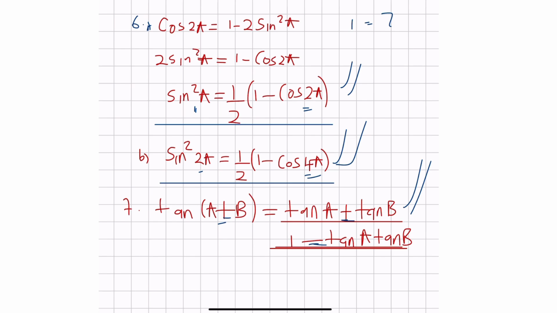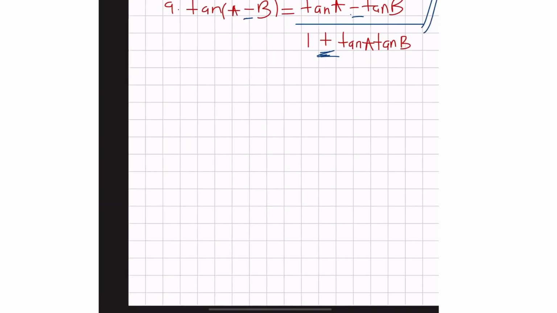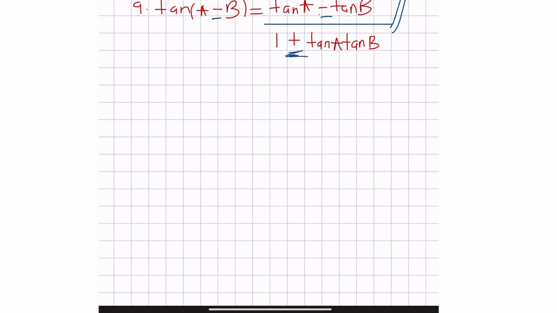I think that is pretty much it on standard identities. So make sure that you are able to recall them. I know there are quite a lot, but put in effort to make sure that you can recall them. They are easy, if you can just derive them, they are very easy.